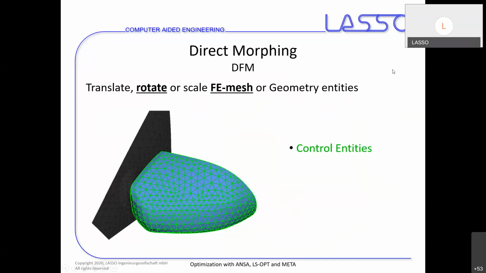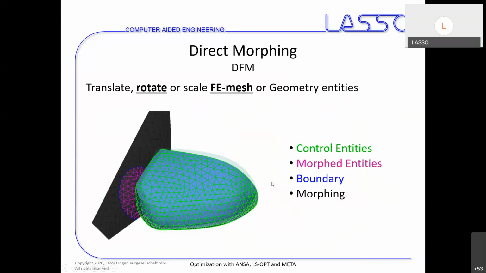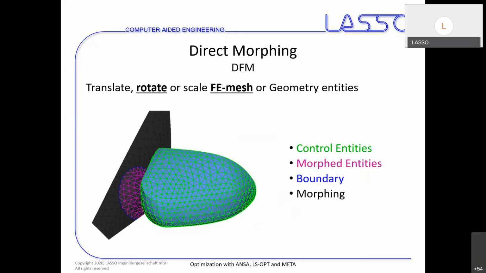All right. So besides these control entities, we have the actual morphed entities. In this case, it's the area between the mirror case and the A pillar here. Purple areas, and then we have a boundary to the rest of the model, the blue one. I hope you can see the blue line here. And then we morph it, which means we move the green area, and the purple area is morphed. And the definition is actually much easier than to create a box, fit it to the shape, and then use box morphing.